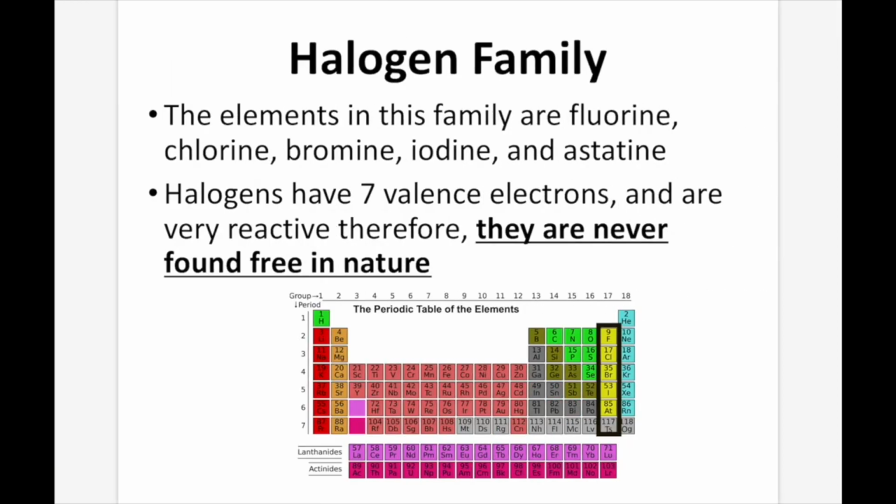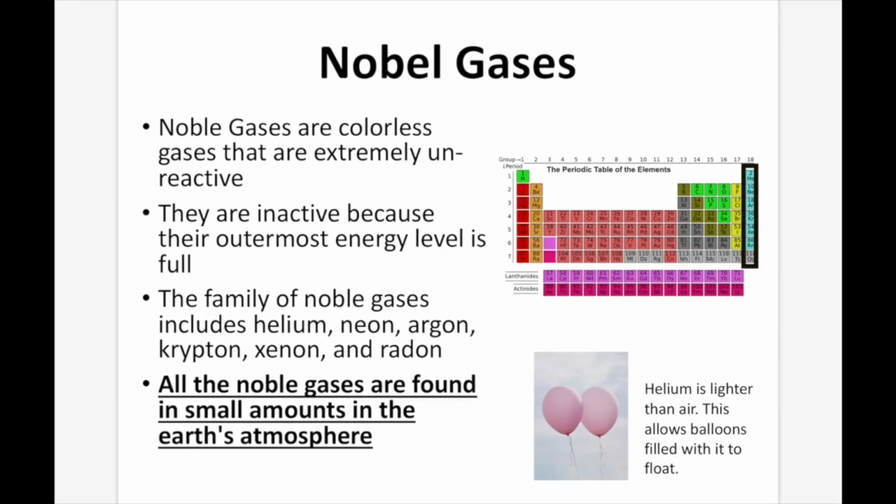The elements in the halogen family include things like fluorine, chlorine, bromine, iodine, and astatine. They have 7 valence electrons and are very reactive, therefore are also never found free in nature, just like our elements in group 1. And lastly, we have our noble gases, which are colorless gases that are extremely unreactive.